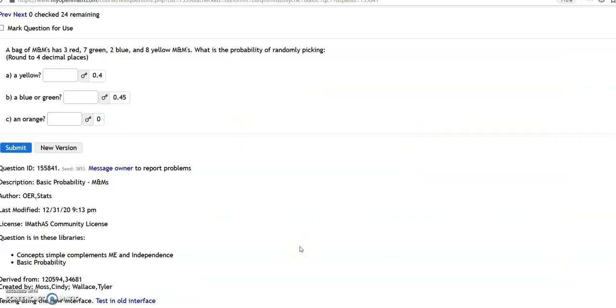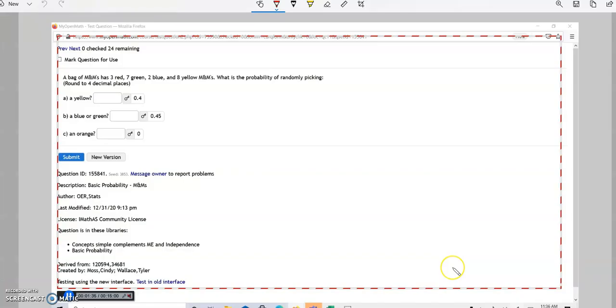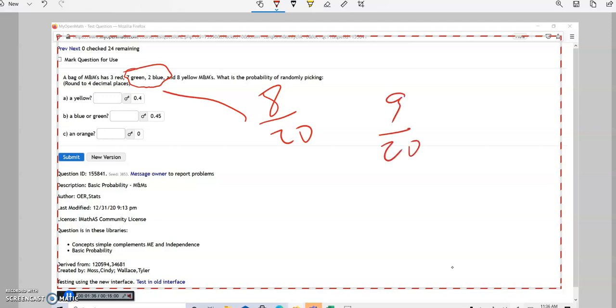It's pretty straightforward. There are 8 yellows, and how many total? 10, 12, 20. So 8 over 20 is yellow. Blue or green, so 9 out of 20. And orange is 0. There are no oranges.